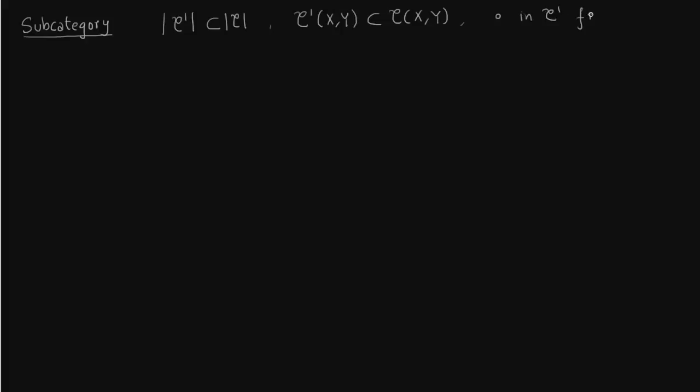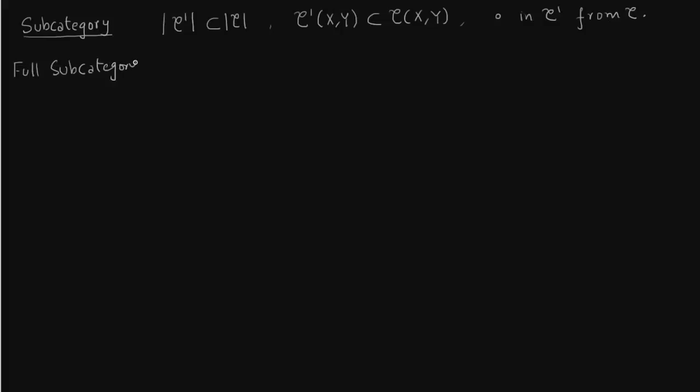So category C prime is a subcategory of C if objects of C prime are a subset of objects of C, and the arrows in C prime are also a subset of arrows in C, as well as the composition in C prime is induced by composition in C, and also the identities in C prime are induced by those in C. So I have not written that the identities in C prime are induced from C, but you should note that.